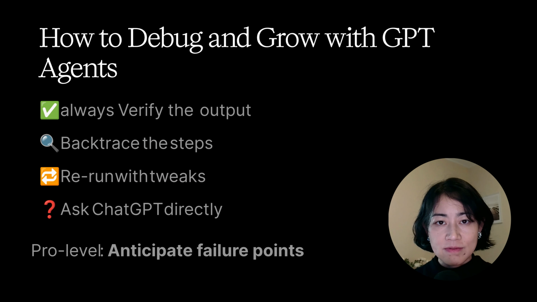Pro-level suggestion: the best users don't just fix mistakes, they predict them. Over time, you will spot where GPT tends to go wrong and can preempt it in your instructions. Test the agent with different types of tasks. Learn its limits. Once you know what level of complexity it handles, you can tailor future prompts to hit that sweet spot or go into more detail when needed.